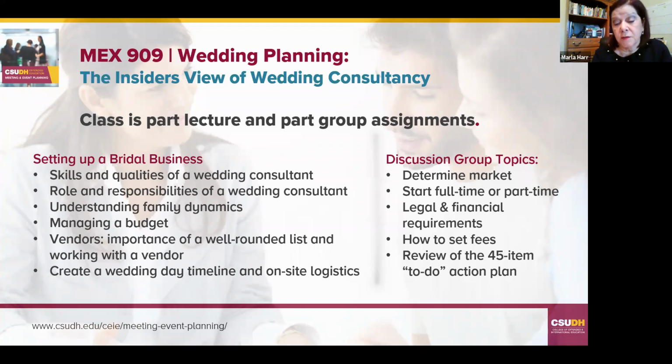And then another little group project we have is you will review the 45 item to-do list. So this is a list of all the things that are basic to planning a wedding. And then, of course, every wedding is different. So you will add things or delete things to the to-do list. So depending on your interests or where your career is going at this point, you can take either class or you can take both to complete your certificate program. I look forward to seeing you in class.